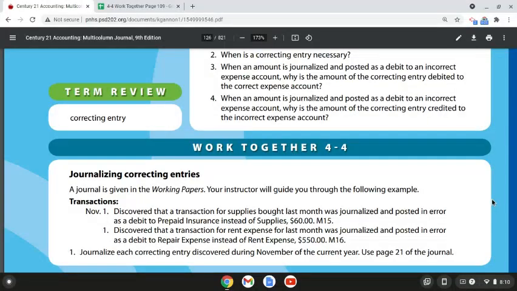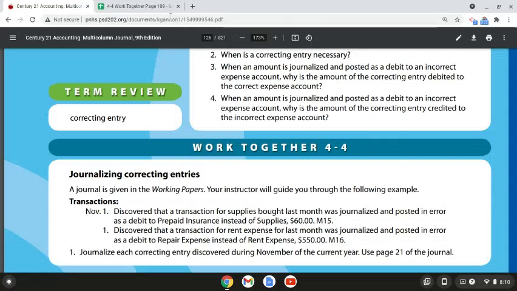Okay, so now we'll be moving on to the second and final transaction of this work together. So this transaction reads, on November 1st, discovered that a transaction for rent expense for last month was journalized and posted in error as a debit to repair expense instead of rent expense. The amount is $550 and it's memorandum number 16.